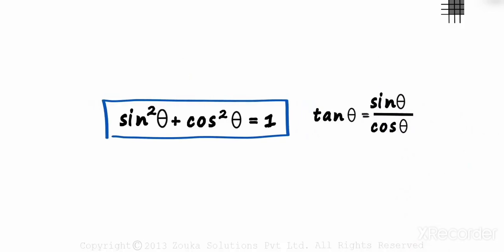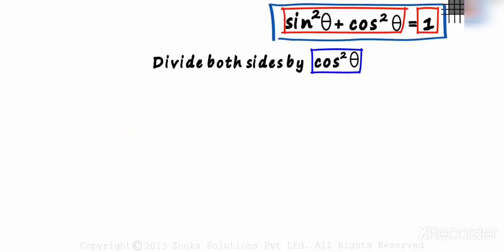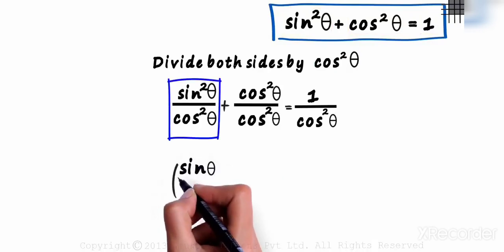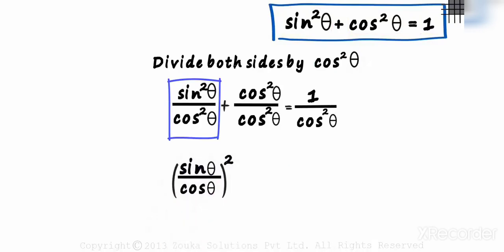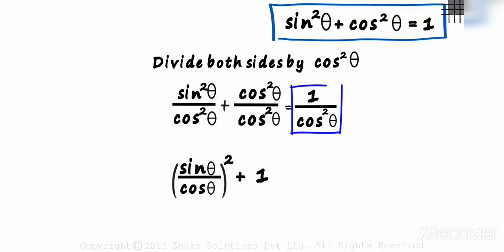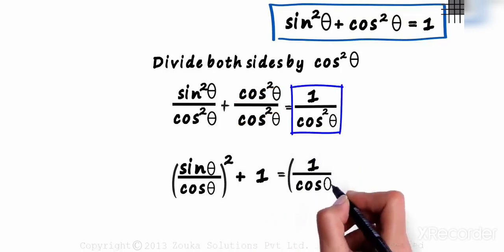First, let's look at this identity. Let's divide both sides by cos squared theta. This is what we get. Each term is divided by cos squared theta. This first term can be written as sin theta by cos theta the whole squared. These two can be cancelled out and written as 1. The term on the right hand side can be written as 1 by cos theta the whole squared.